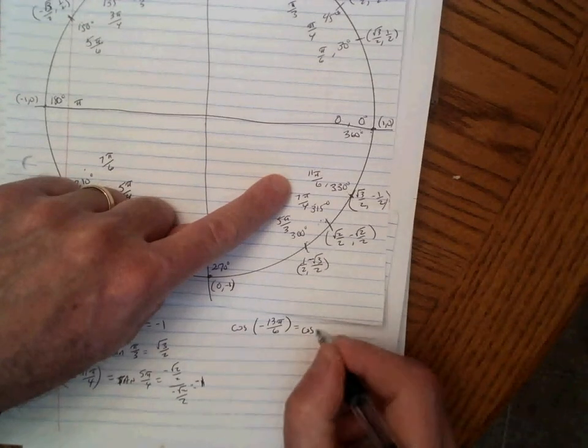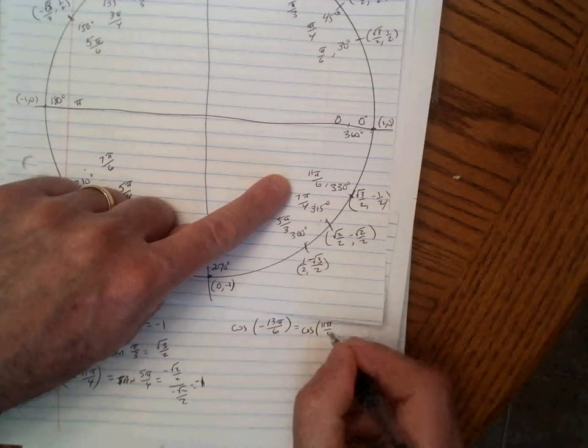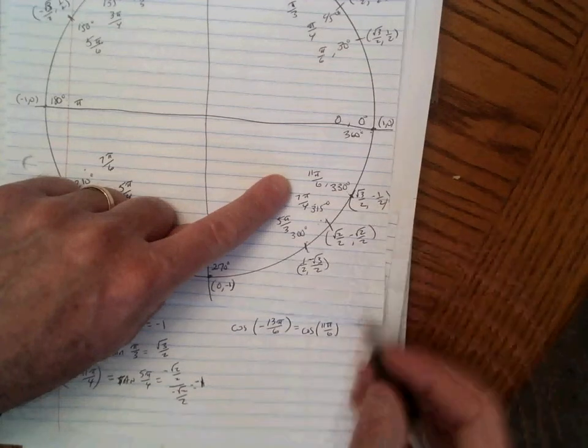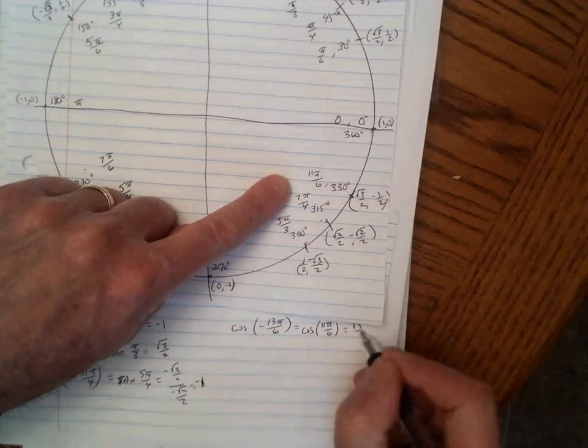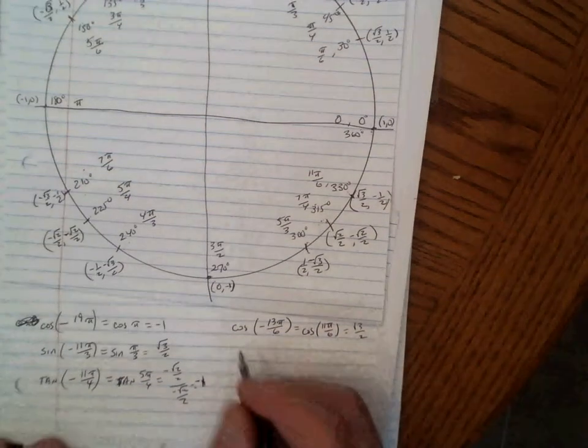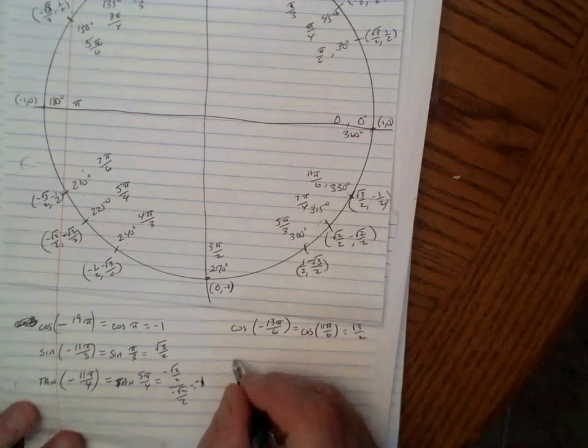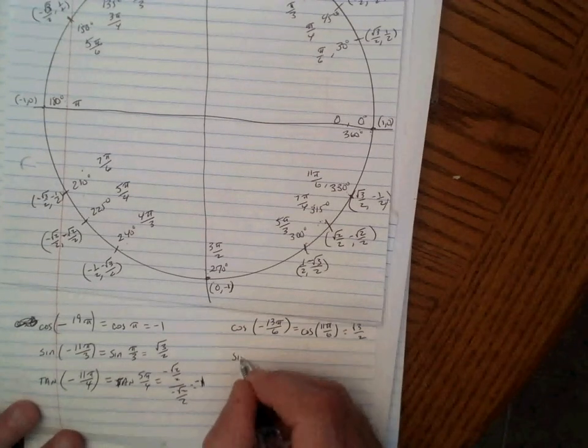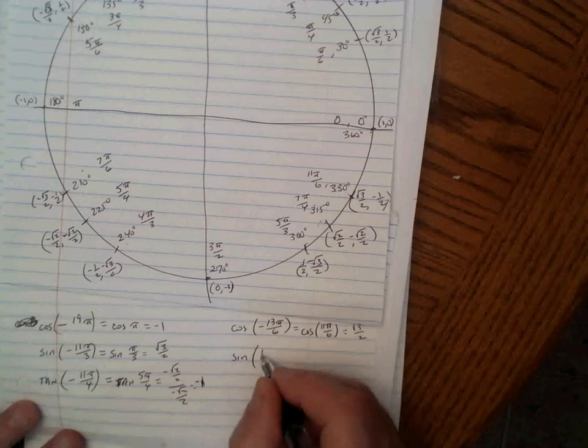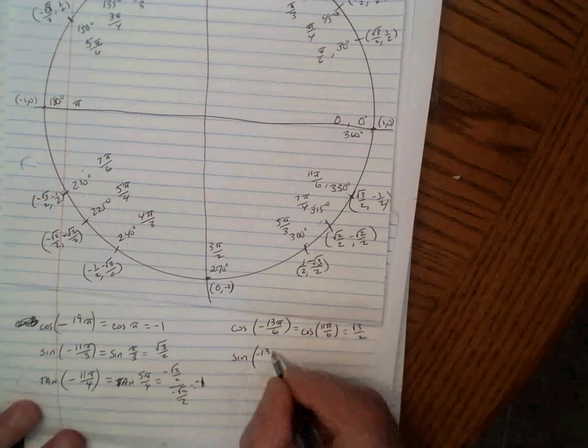So negative 13 pi over 6 is coterminal with 11 pi over 6, and the cosine of 11 pi over 6 is square root of 3 over 2. Let's do one more. Let's do the pi's over 2 this time. So let's do sine of negative 13 pi over 2.